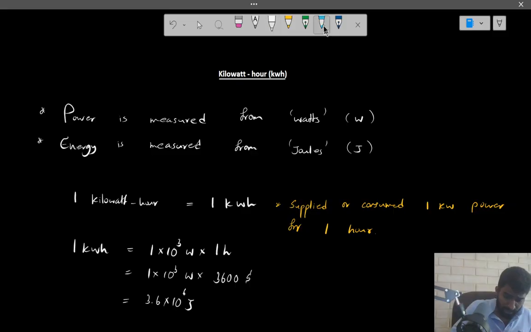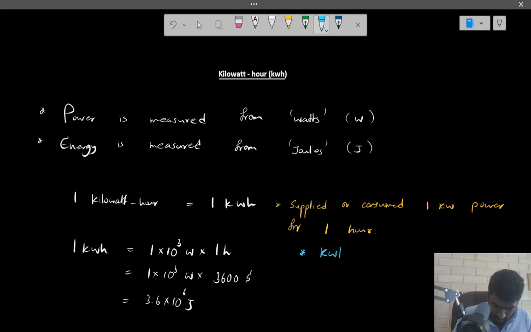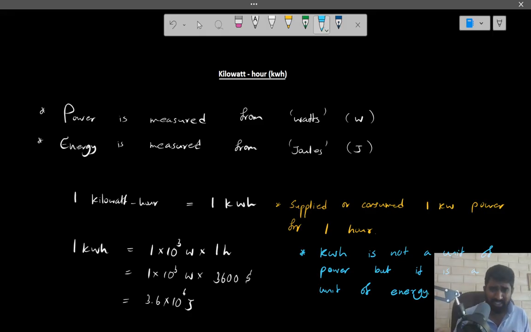And this is an important thing you must know. A kilowatt hour is not a unit of power, but a unit of energy, right? Kilowatt hour is not a unit of power, but it is a unit of energy, right? So here you will get questions that you have to convert kilowatt hour into joules, or sometimes you get questions that you have to convert joules into kilowatt hour, right?